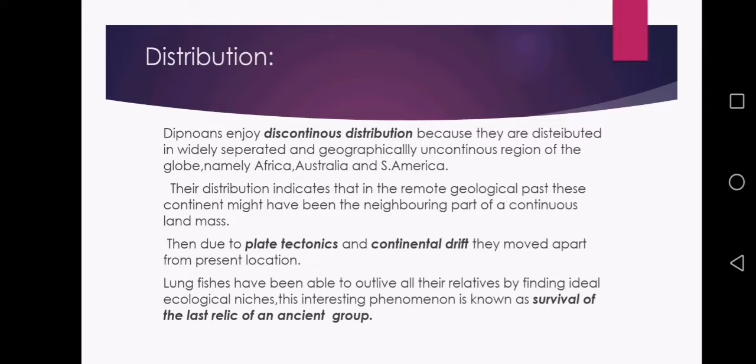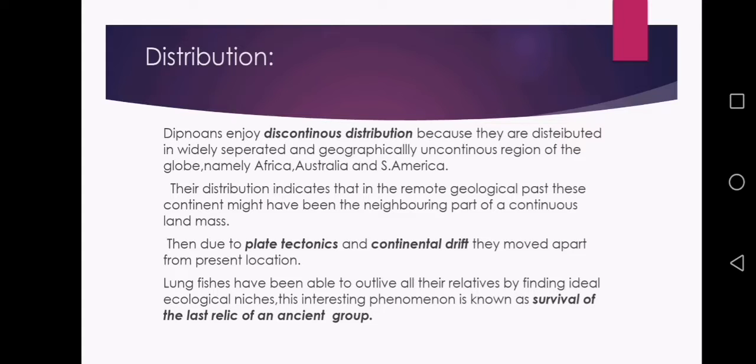The surviving present-day dipnoids enjoy what is called discontinuous distribution because they are distributed in widely separated and geographically unconnected regions of the globe, namely Africa, Australia, and South America. Their discontinuous distribution indicates that in the remote geological past, these continents might have been neighboring parts of a continuous landmass. Then, due to plate tectonics and continental drift, they moved apart.